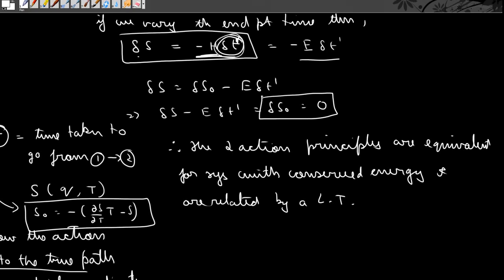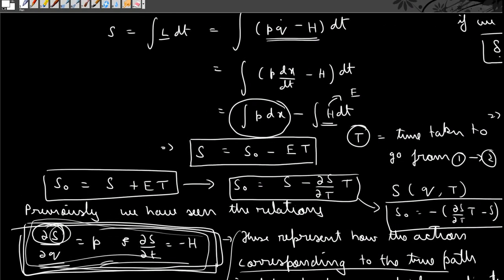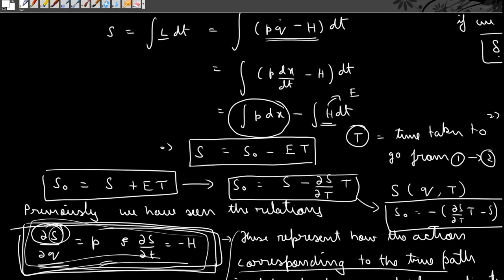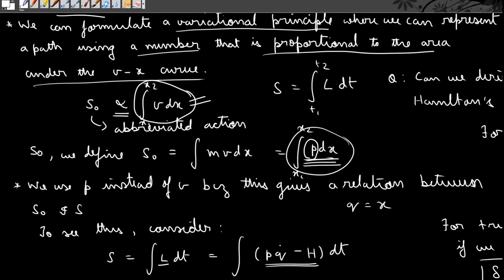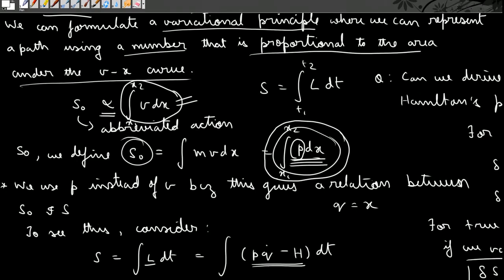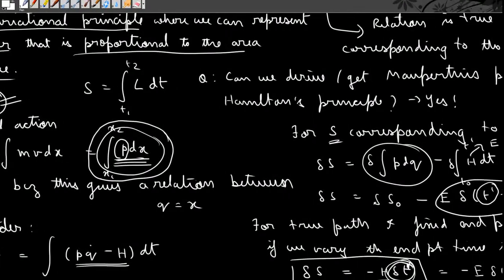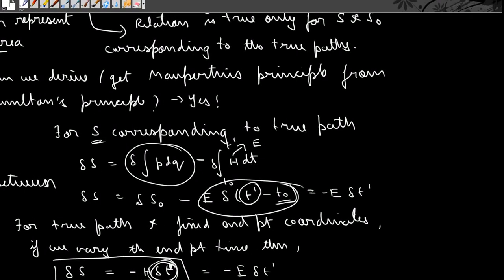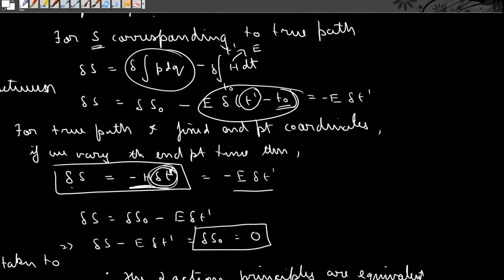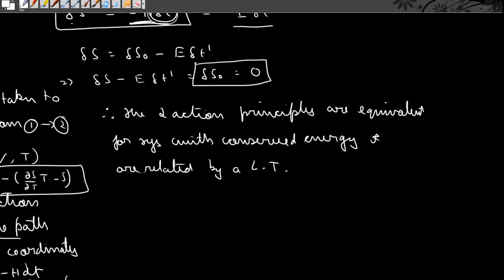So to summarize, we formulate our Maupertuis principle in this manner, which says that the correct path corresponds to the one where a quantity defined in this manner gets minimized, and we call that quantity the abbreviated action. Okay, and then we saw how this is related to the Hamilton's action, and how we can derive the Maupertuis principle using the Hamilton's principle.